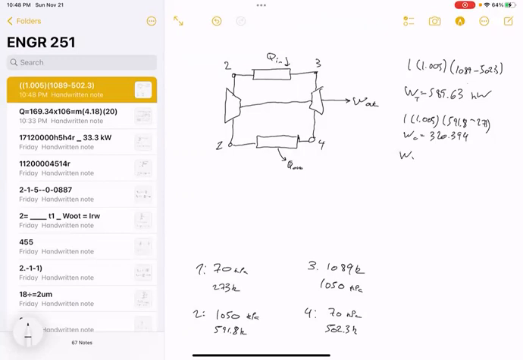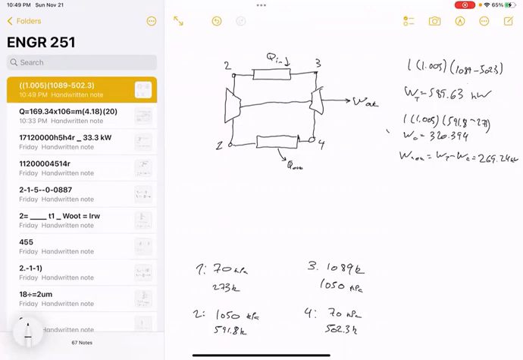So if I want to find the net work, I have to take the turbine work, subtract the compressor work, and that's what I actually get to use. So 589.63 being the turbine work minus 320.394, which is the compressor work, leaves me with only 269.24 kilowatts that I can use. So just take a moment to see that the compressor takes up more than half the work done by the turbine. And this is something that's pretty common in these types of engines, because a very high specific volume gas or fluid of any kind really takes a lot more work to compress.